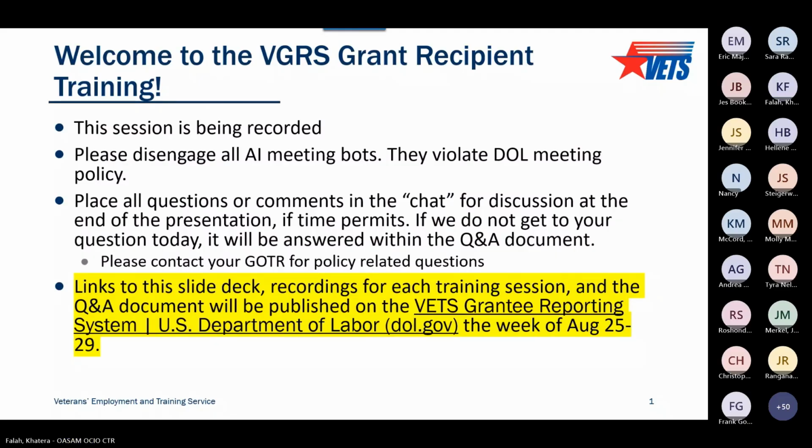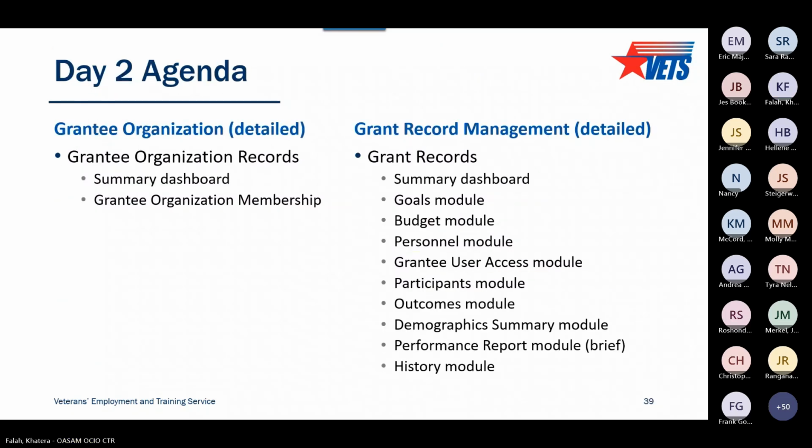We are on day 2 today. Let me open that up. Our agenda for day 2 is that we're going to go into the grantee organization in a more detailed review. The grantee organization is a record type, and we have the summary dashboard and the grantee organization members list. Both of these are modules. We may call them interchangeably other things, but they are both module subsections of a record and focus on specific items.